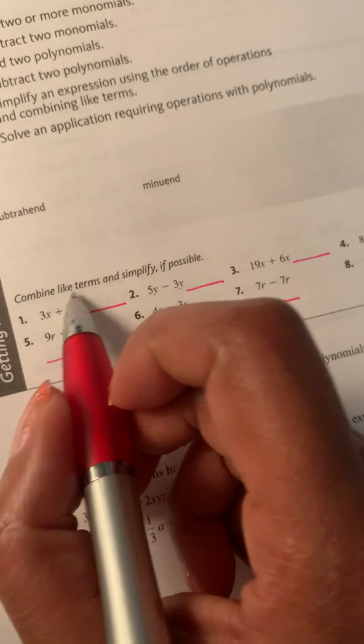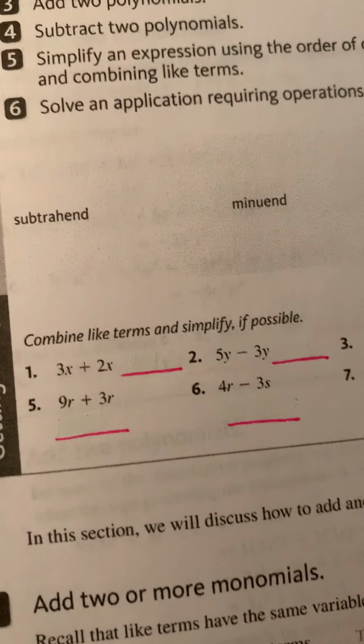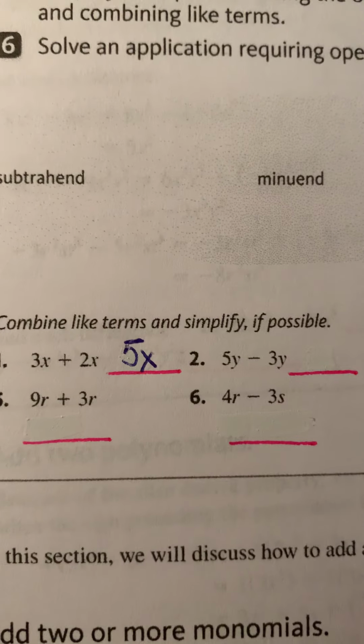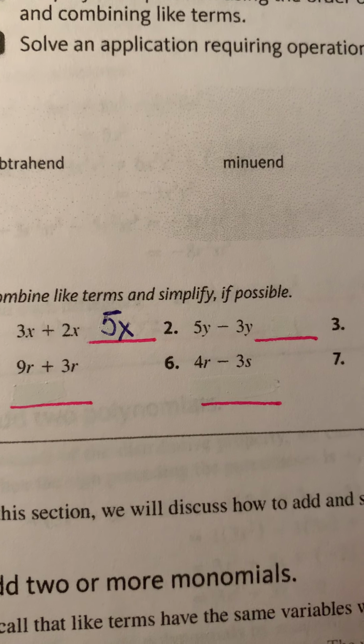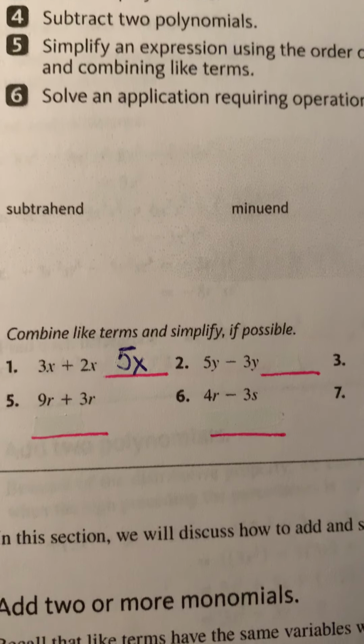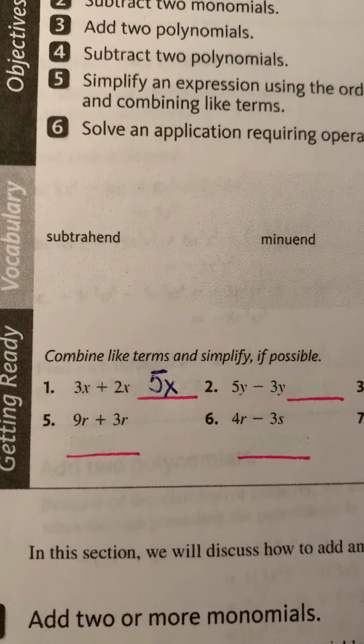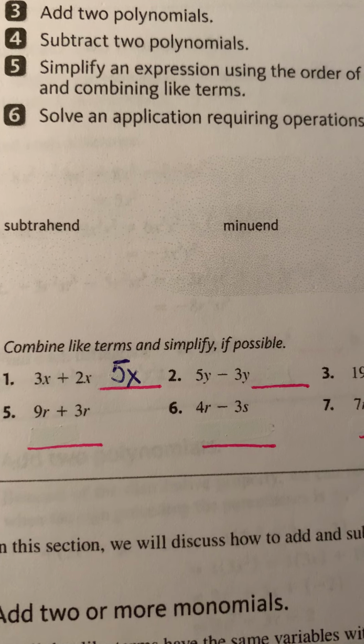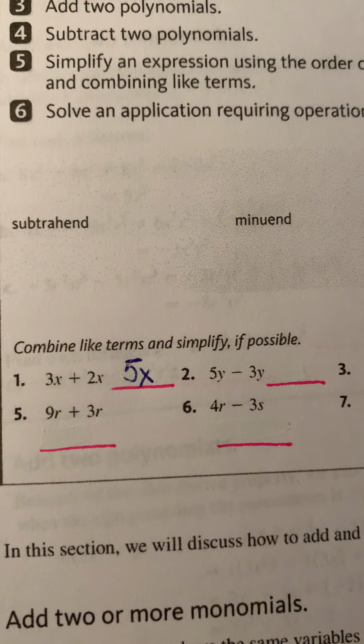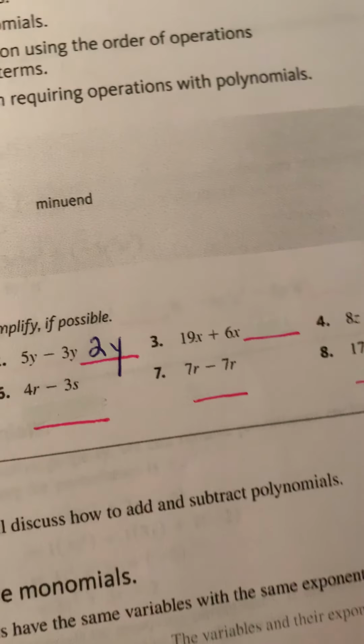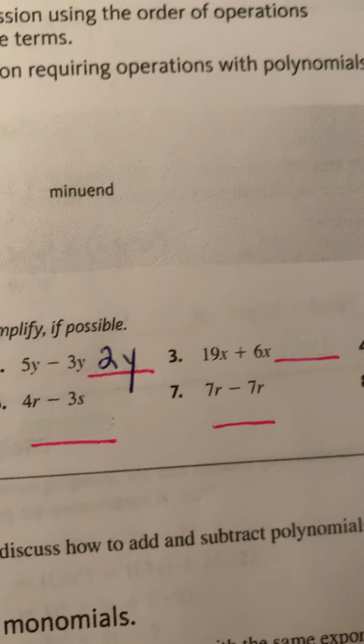Here, combine like terms and simplify if possible. This is just a quick getting-ready review. 3x plus 2x, I want you to just add 3 plus 2, that gives me 5, and leave the x alone. It would not be x to the second power unless you were trying to multiply. If it was a multiplication dot, then you would add your exponents, but you do not add your exponents here. 5y minus 3y is 2y, so just subtract.